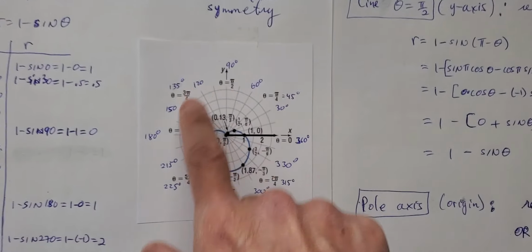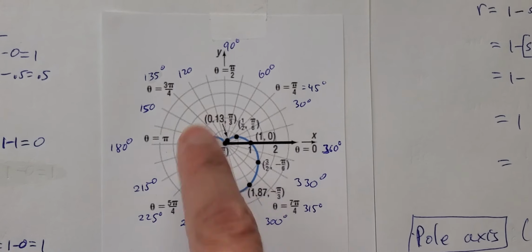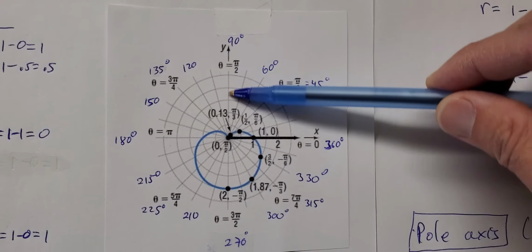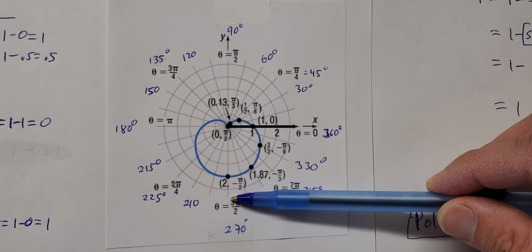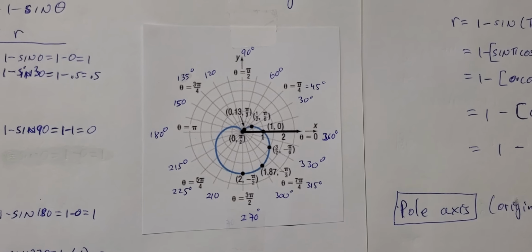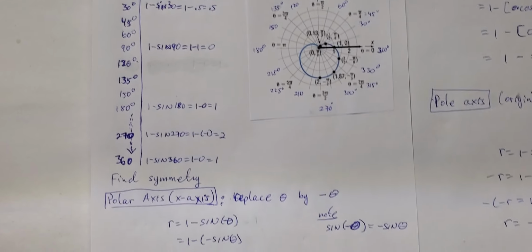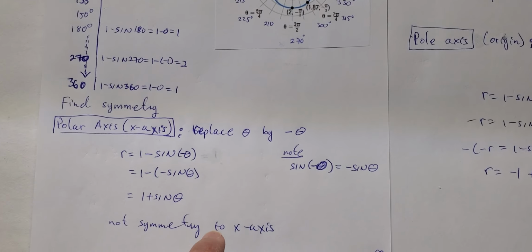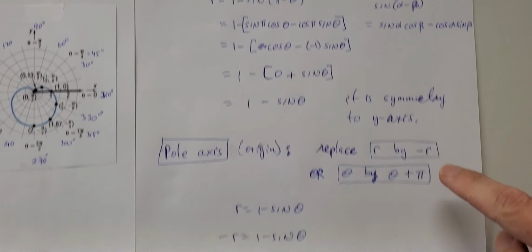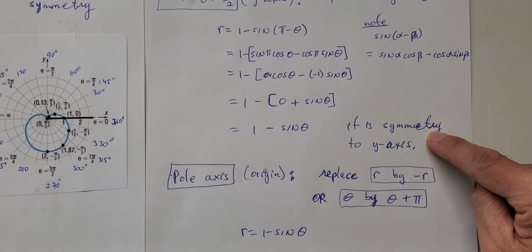Okay, and just by looking at our graph, here's our graph. Here's your x, here's your y. So just by looking at this, it is symmetric to the y-axis. Okay, so in this example, part 2 of polar equations, you have to graph and then find the symmetry. Is it symmetric to the x? Is it symmetric to the y? Or to the origin? Okay, so in our example, it is symmetric to the y.